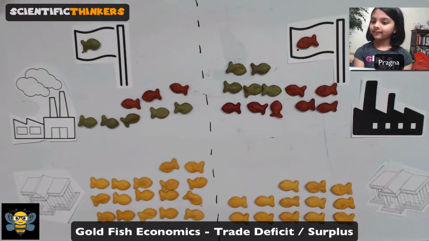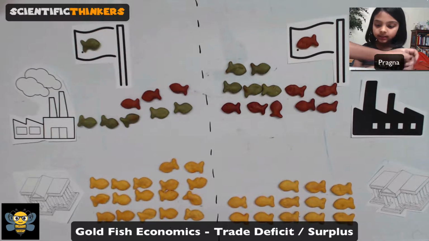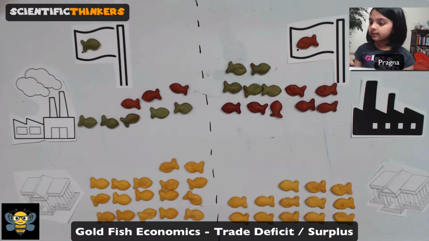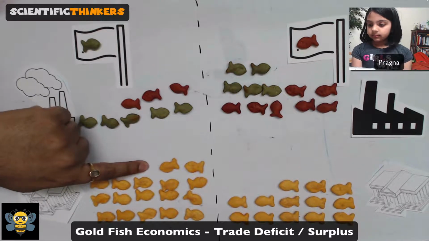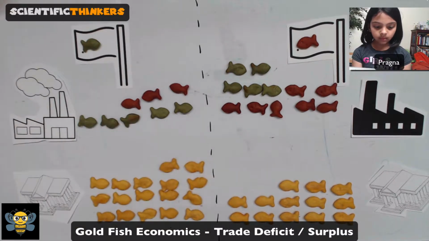So do you see anything interesting in this example? This land is losing money, and this land is making more money. That's a very good point, Pragna. So this land is making more money and this land is losing more money, right?